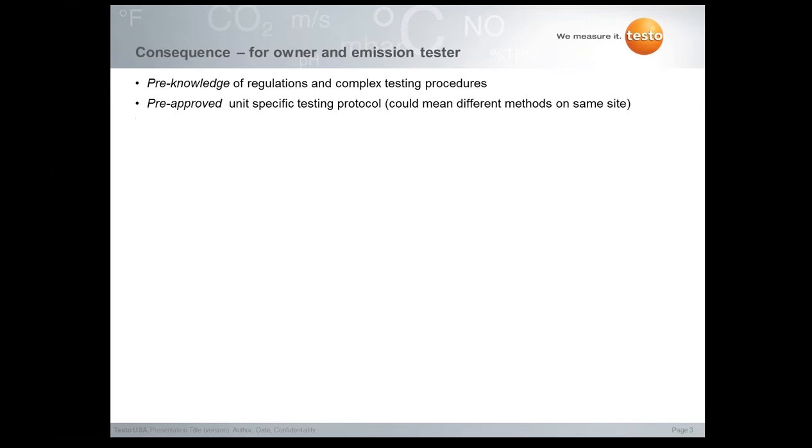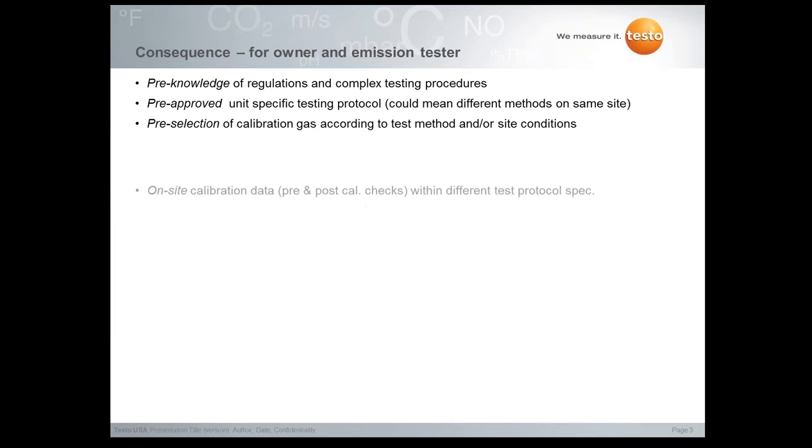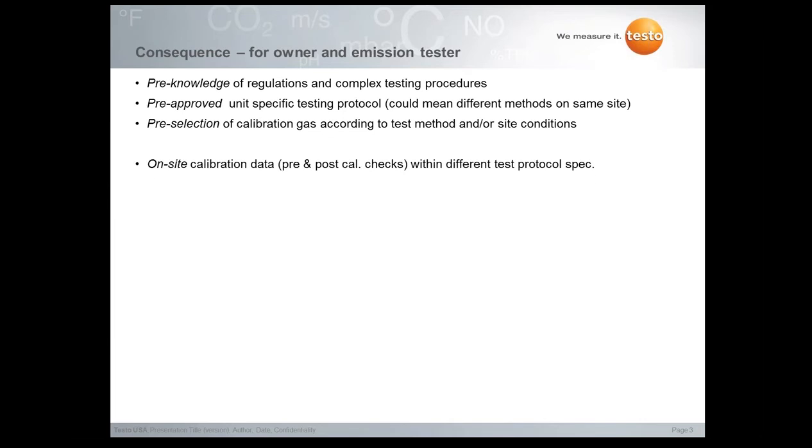So what does that mean for either the owner of the combustion source, the engine or the boiler, and the emission tester? Well, a lot of pre-knowledge of the regulations, as well as the testing procedures, which can be quite complex. You have to have a pre-approved unit-specific testing protocol, so you could have different test protocols on the same site. You've got to get your calibration gases pre-selected, according to the test method and according to the site conditions.